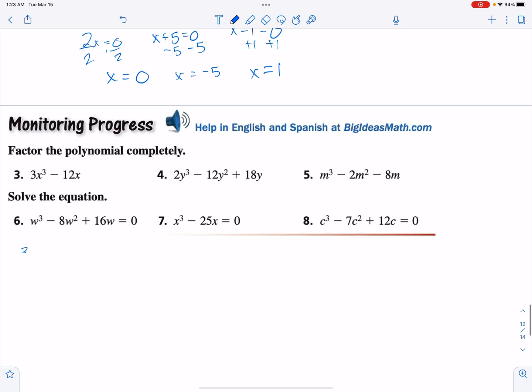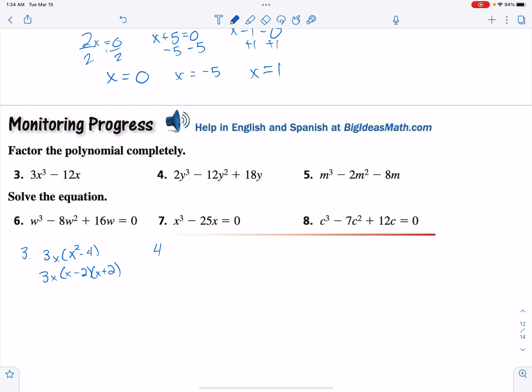So number 3, I'm going to factor a 3x out, and I'm left with x squared minus 4. And I can factor that x squared minus 4 because it's the difference of perfect squares. So it's x minus 2, x plus 2, or if you put plus first, that's fine. But that's your factored out all the way answer.